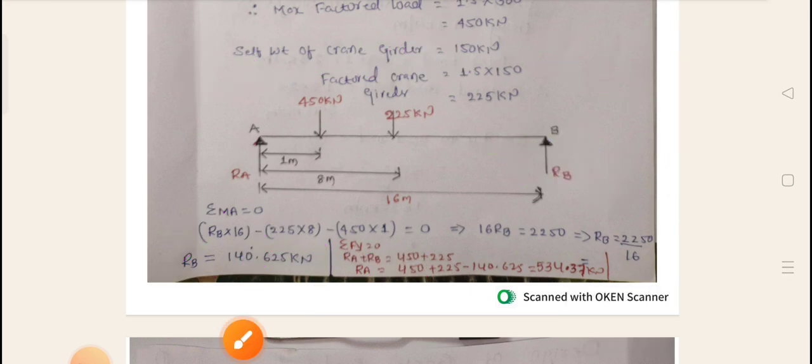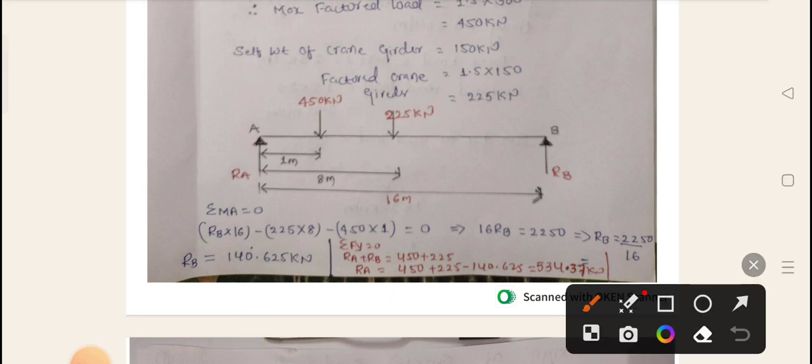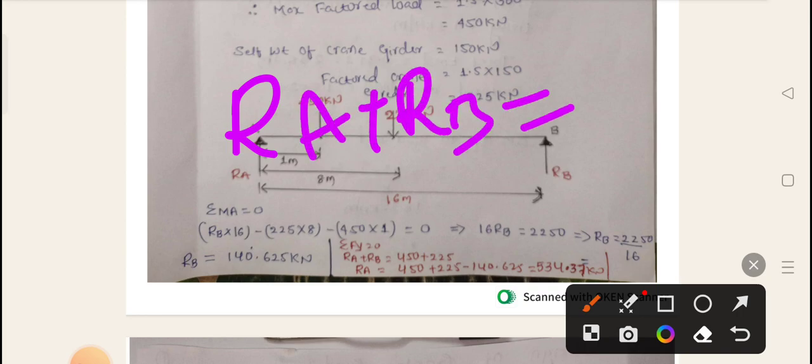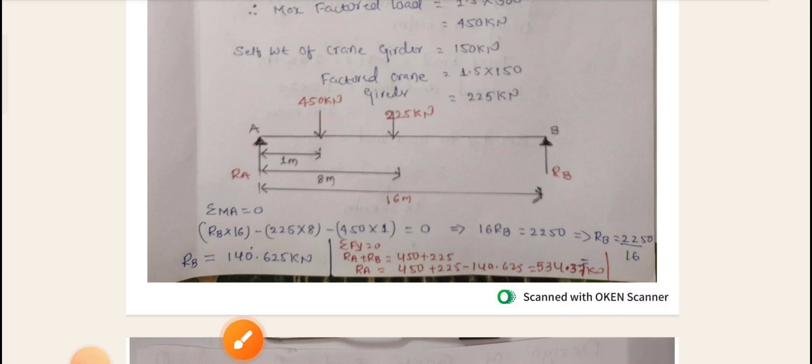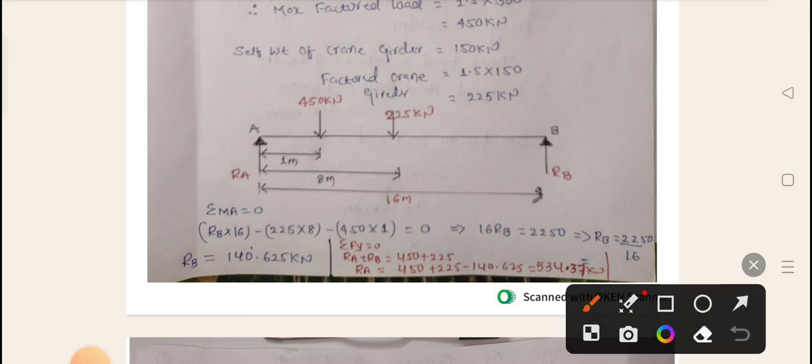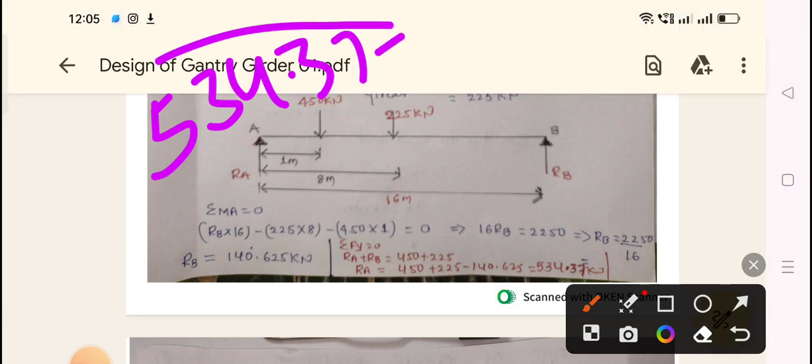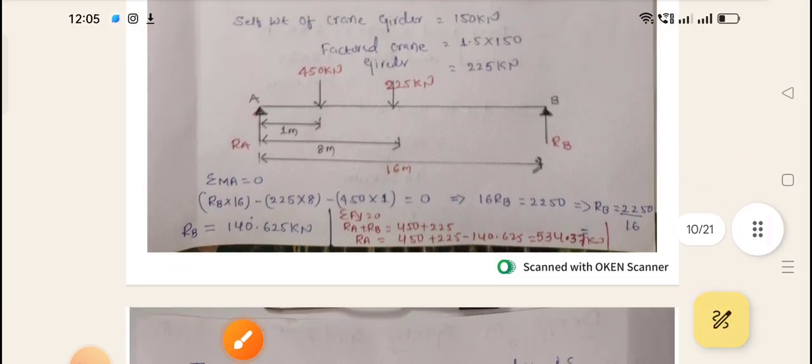If you take that side, what happens? RA plus RB is equal to 450 plus 225. After that, RB I have taken to that side. The RB value has been calculated as 140.625. If you substitute in this, what value am I getting? The reaction is 534.37 kilonewton. This is the reaction I am getting. It means I got the values of RA as well as RB. So how much is RA? 534.37.